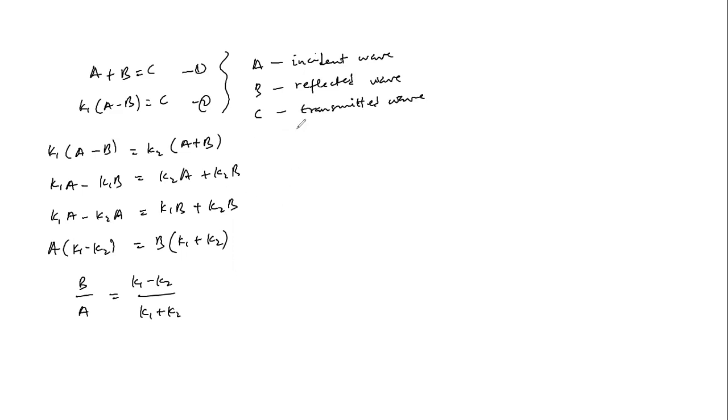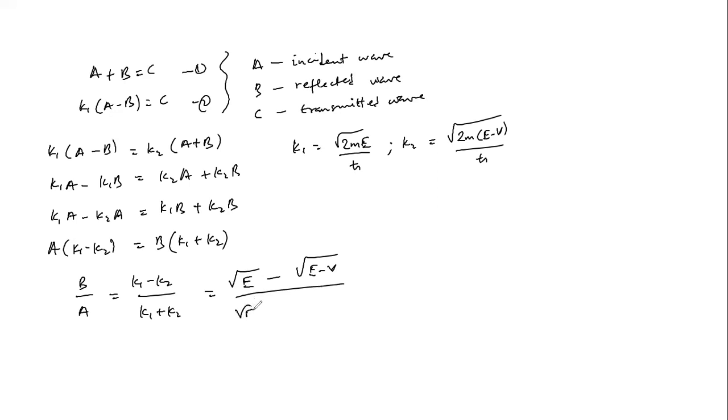And recall that k1 is the same as the square root of 2mE over h cross, and k2 is the same as the square root of 2m(E minus V) over h cross. So once we substitute these parameters into this, then we are going to get square root of E minus square root of E minus V divided by square root of E plus square root of E minus V.